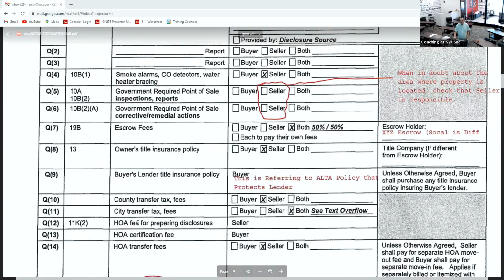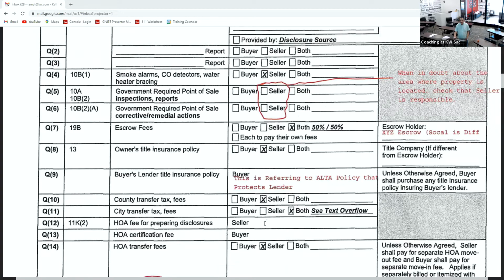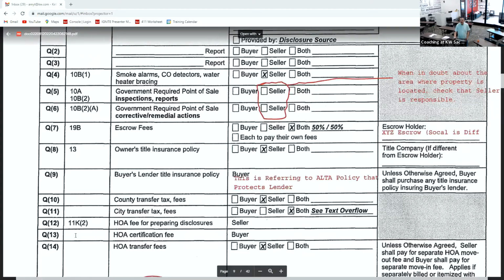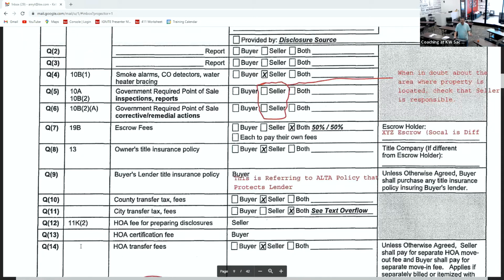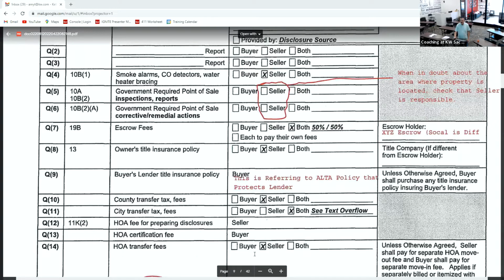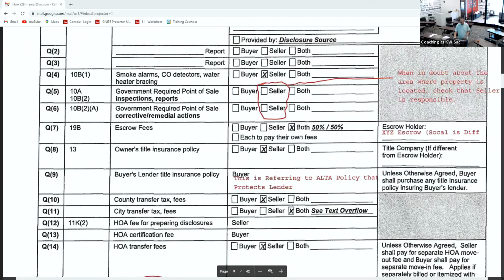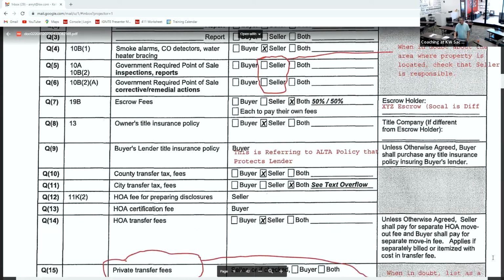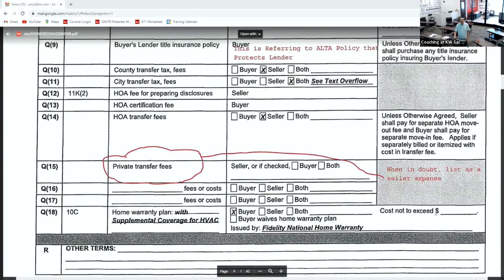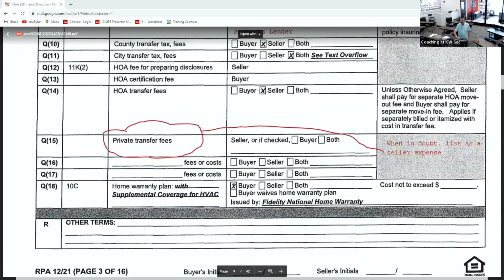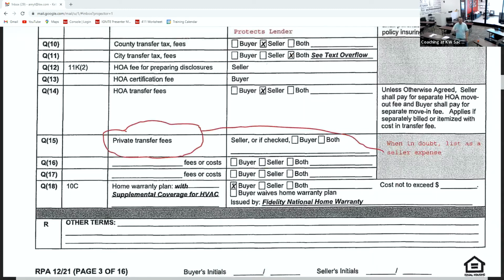You notice here HOA fee for preparing the disclosures. Seller is the default. HOA search fee, that would be the buyer if that's required. And HOA transfer fees. In this case, I put it to the seller. Depending on what's customary in the area, it might be the buyer. That's those. Private transfer fees. I circled that. I made a little squiggly line to draw that to your attention.